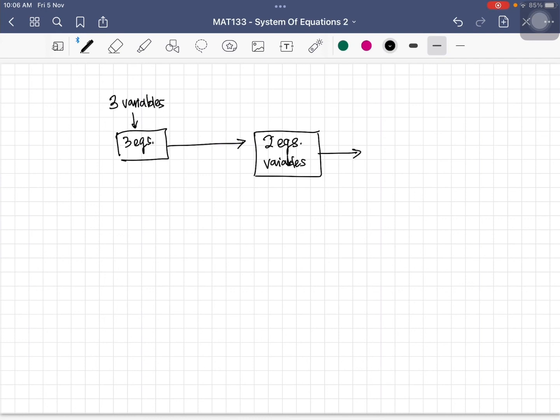Suppose you have x, y, and z. For example, when you eliminate z, you get x and y. When you solve these simultaneous equations for x and y, you get a value of x and a value for y. Therefore, you can substitute back into either one of the equations to get the value for z. So we obtain the values for x, y, and also z.